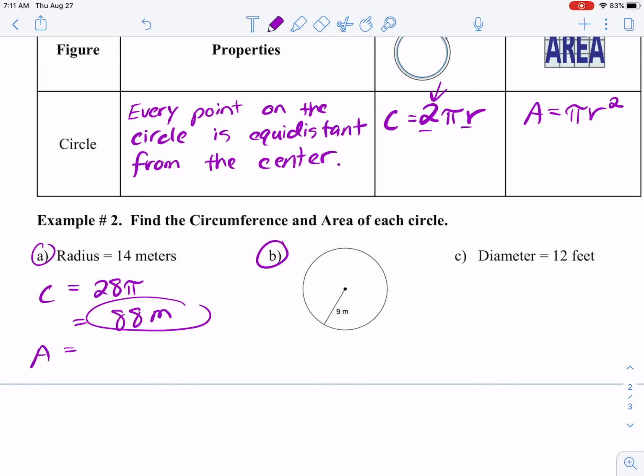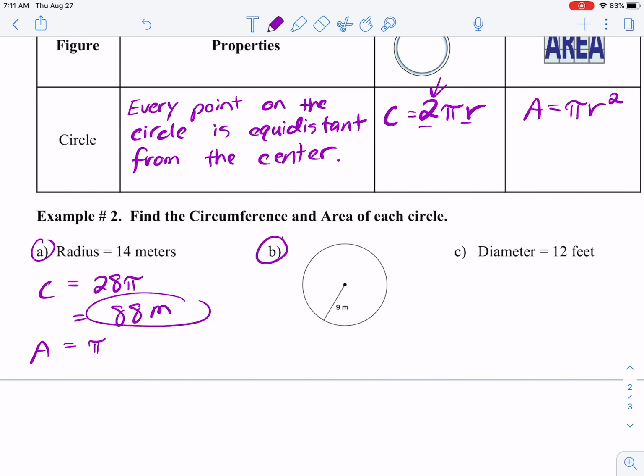For area, we already have the radius, so we just need to punch in our pi times radius squared, and we get 615.8 meters squared. Practice using your calculator. Practice finding that pi symbol on your calculator. I will show you in class where it's located, but it's actually just above one of those buttons. You can press second and get to pi on your calculator. Let's finish with B. And then you can try C on your own.